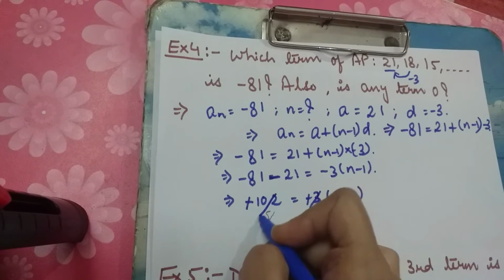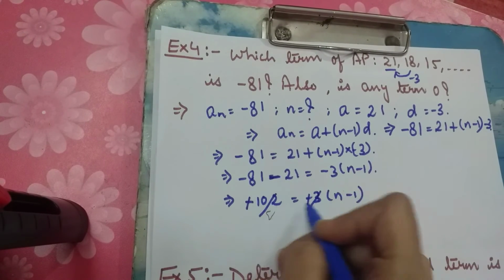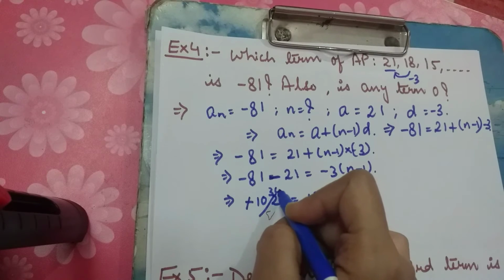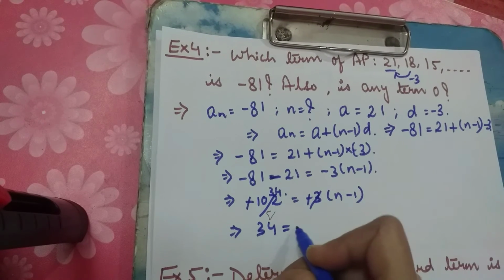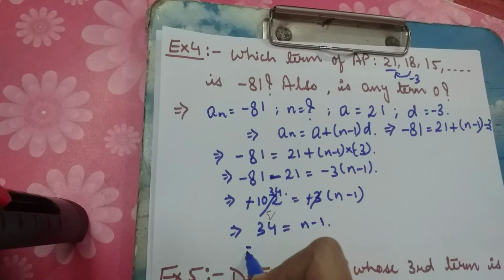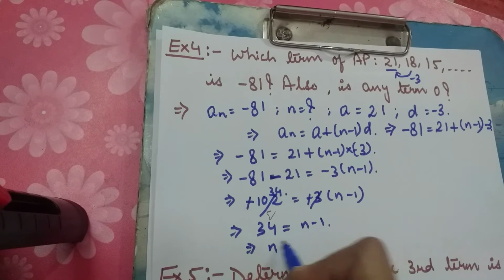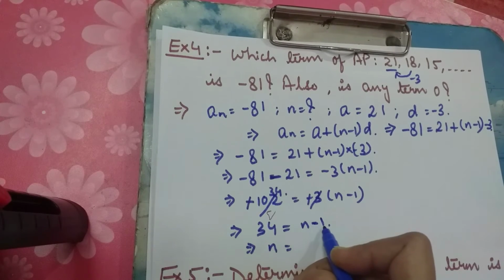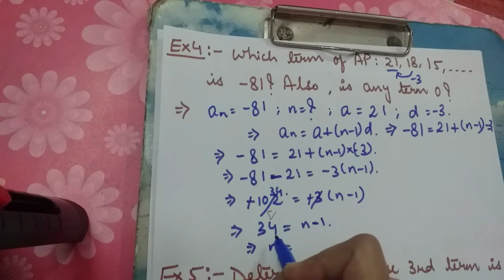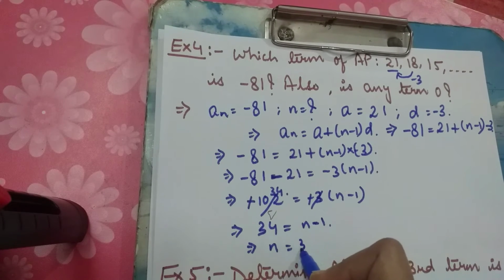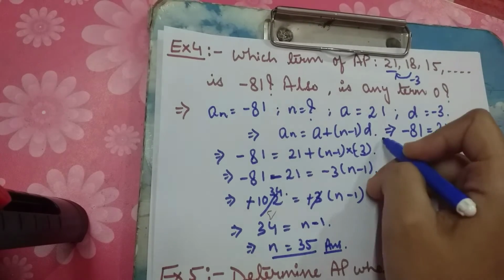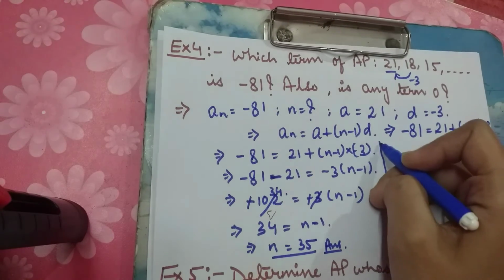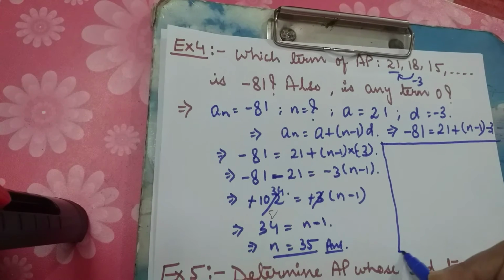When you cancel it by 3, 3 3s are 9 and 3 4s are 12, so what will be your final answer? 34 equal to n minus 1. Taking this minus 1 to the left hand side, 34 plus 1 is 35. So you have found the first part of this question: the n value is 35.